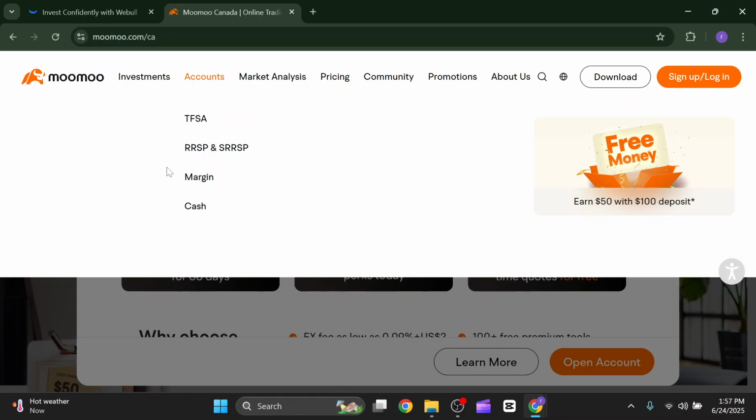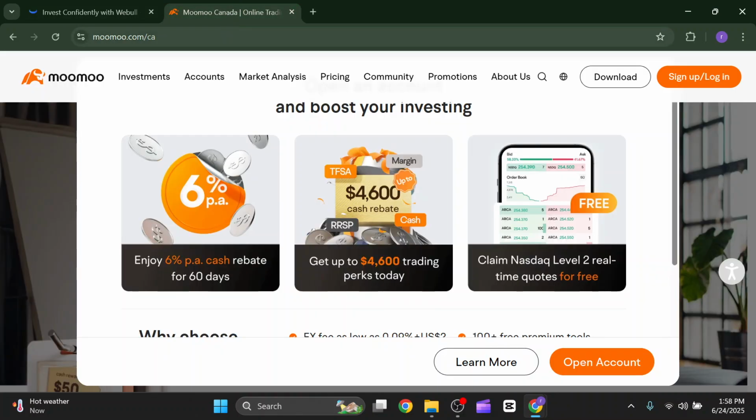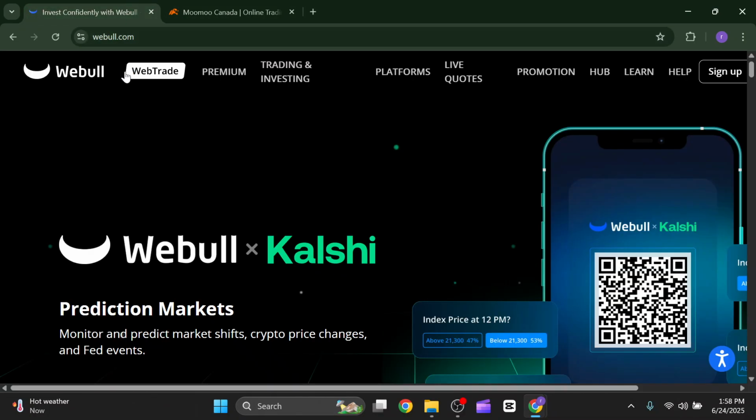And for the platform UX, Webull Canada has occasional lag and missing features in Canada, and on the other hand, Moomoo Canada is feature rich but slightly cluttered. And for the other features, Webull Canada has cash management with interest, and Moomoo Canada has community education like pre or post market.